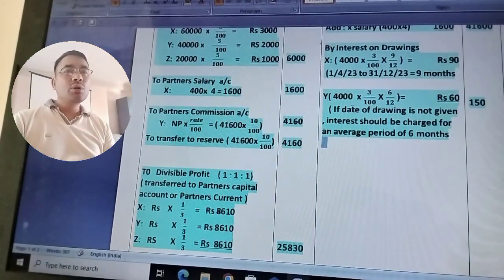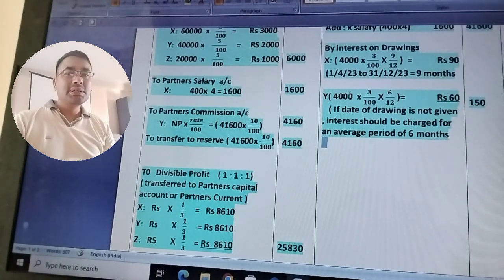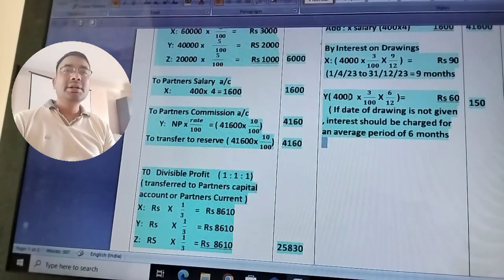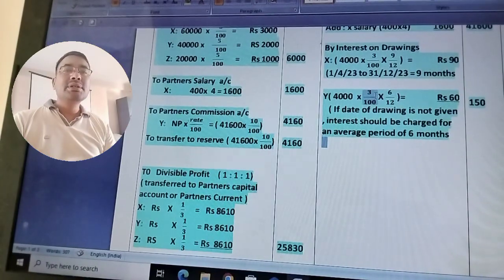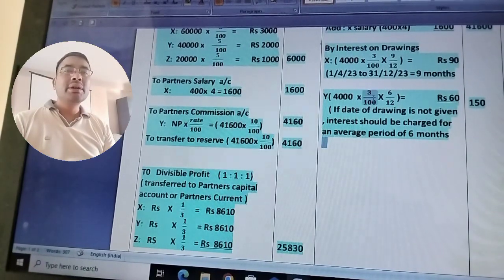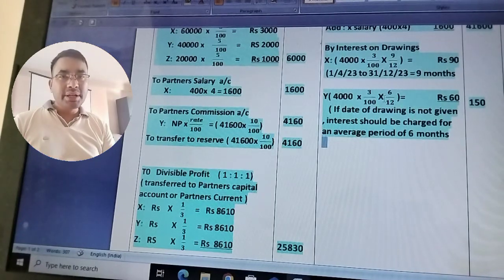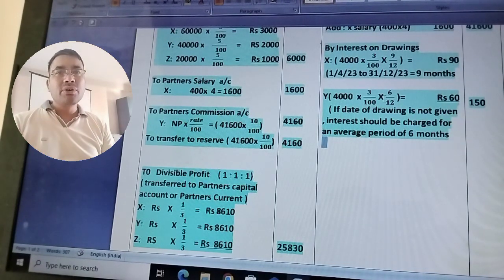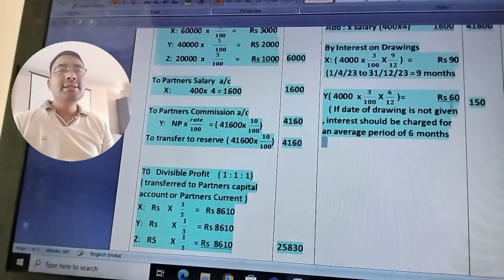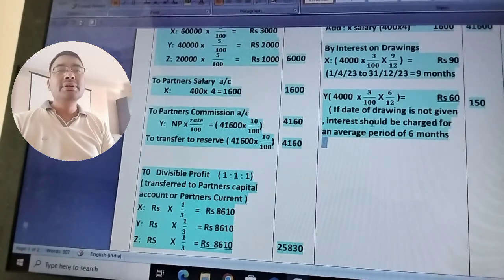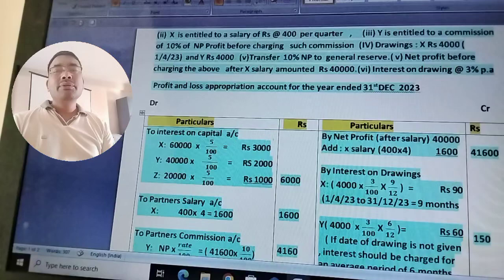And Y's drawing is also 4,000, but the thing is different. Here the date of drawings is not given, so 4,000 into 3 by 100 into 6 by 12. If the date of drawings is not given but a per annum rate is given, we have to calculate interest on an average for 6 months. That gives you 60. So if you add these, you will get 150. So I have given a note: if the date of drawing is not given, interest should be charged for an average period of 6 months. Okay, then we'll move forward.